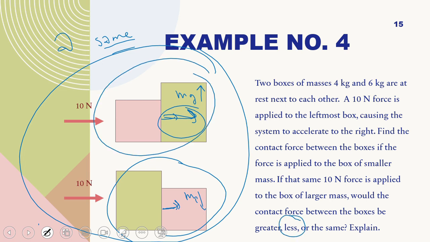Another way to look at this problem is by looking at the net force specifically on the green box. We know that the boxes in both scenarios have to accelerate at the same rate, so the net force on the green box has to be equal between the two scenarios. In the first scenario, the net force on the box is just the contact force. In the second scenario, the net force on the green box is 10 newtons from the external force minus the contact force. Now these two values, the contact force in scenario 1 and 10 minus the contact force in scenario 2, must be equal to each other. So from this, we can easily tell that the contact force in the first scenario must be greater than the second one. So that's just another way you could look at this problem.